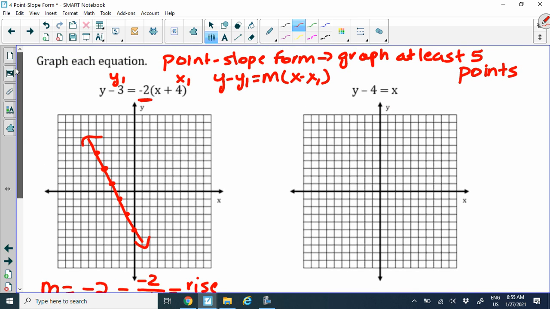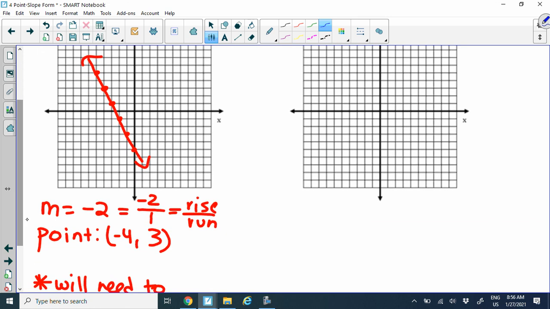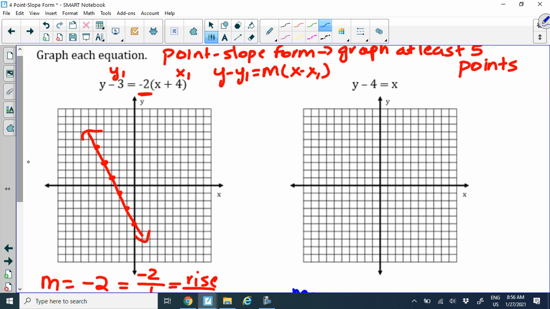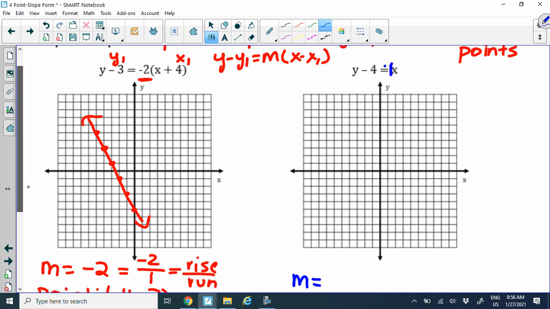So we're doing the same thing. We're graphing in the point-slope form. So we have y minus 4 equals x, okay? So let's identify the slope and our point. Okay. Now notice we don't have the parentheses, like a number and then parentheses with our x. But no, there is a number in front of that x, and that number is a 1. So really, our slope here is 1.